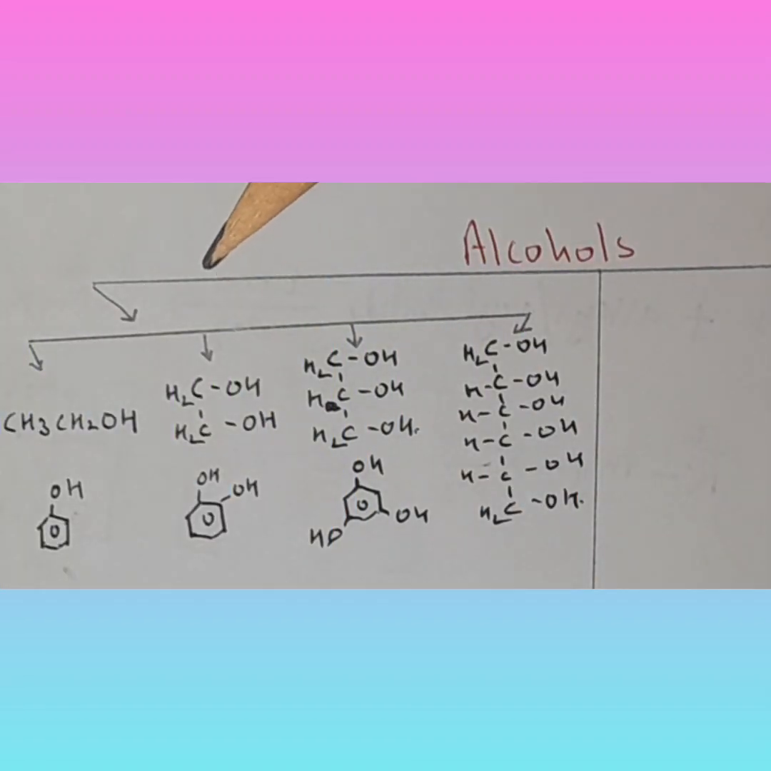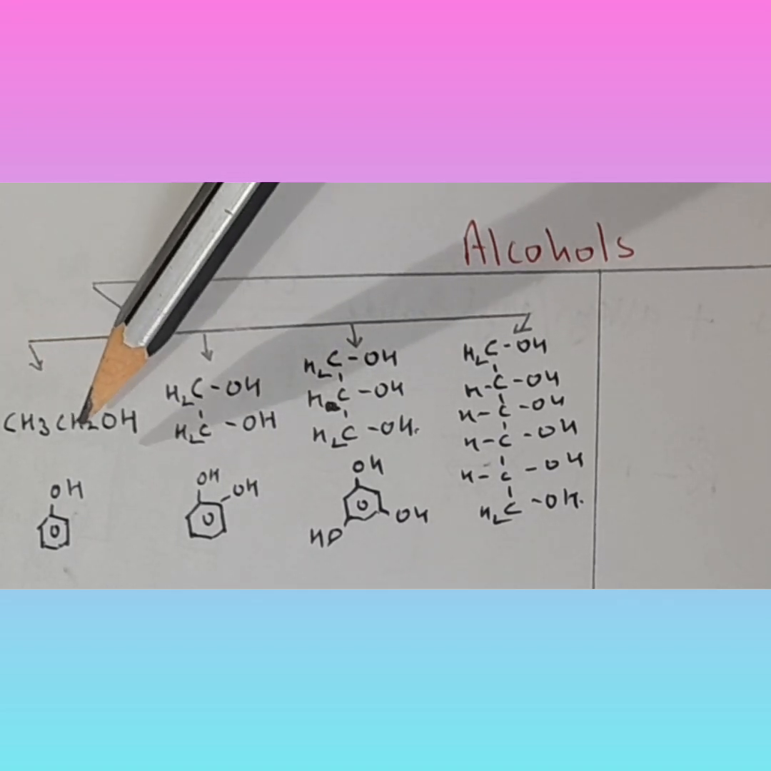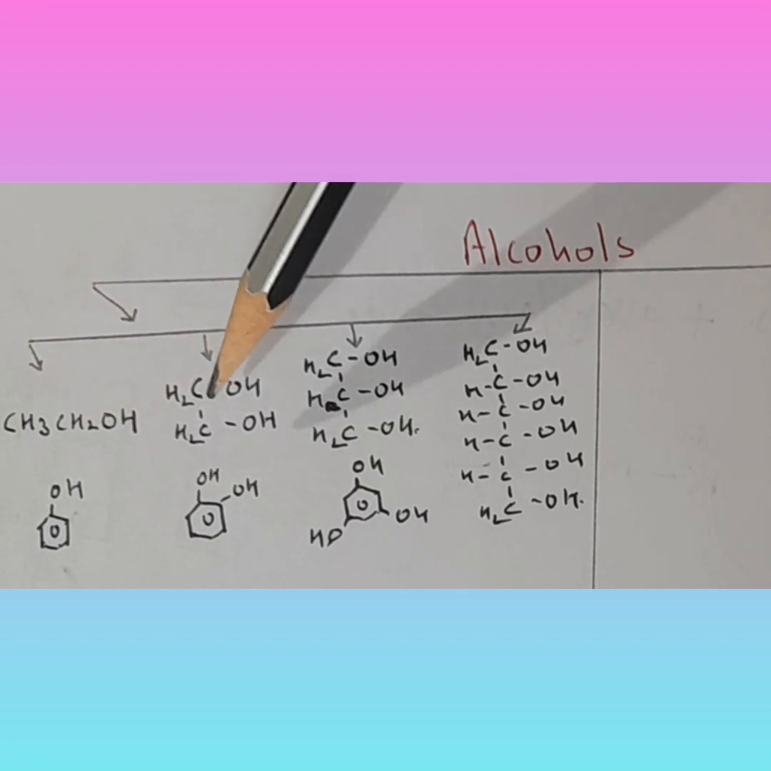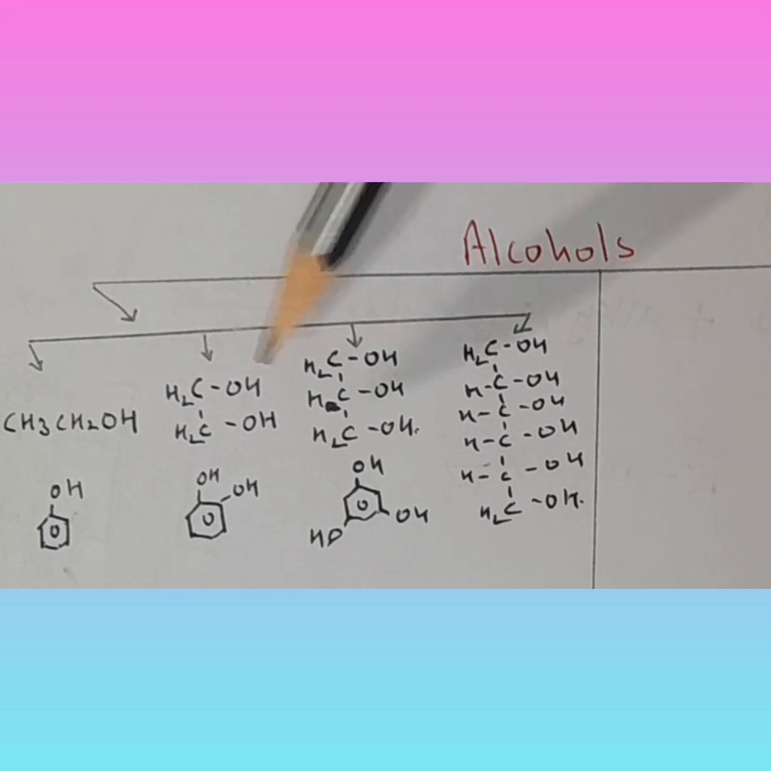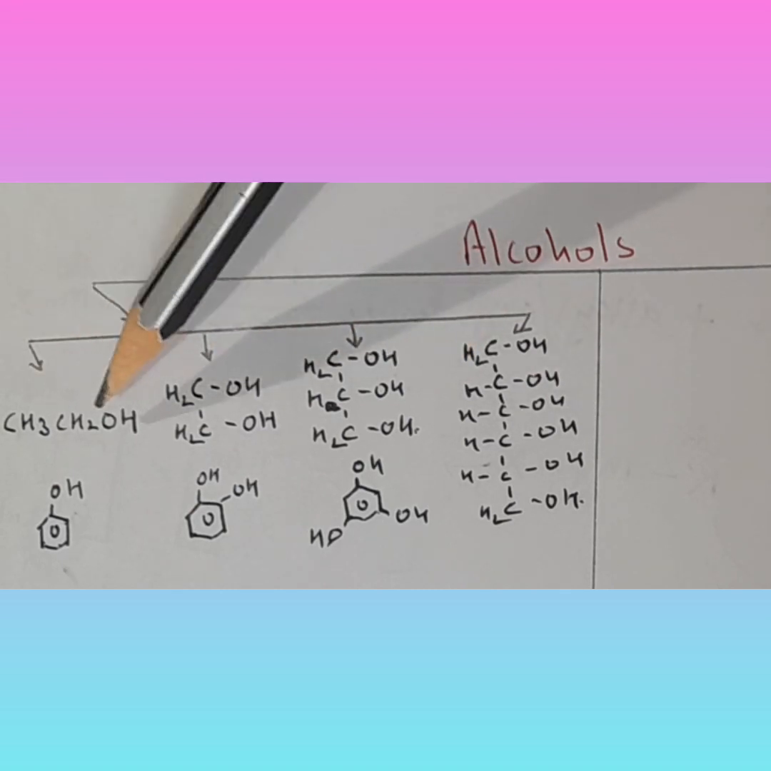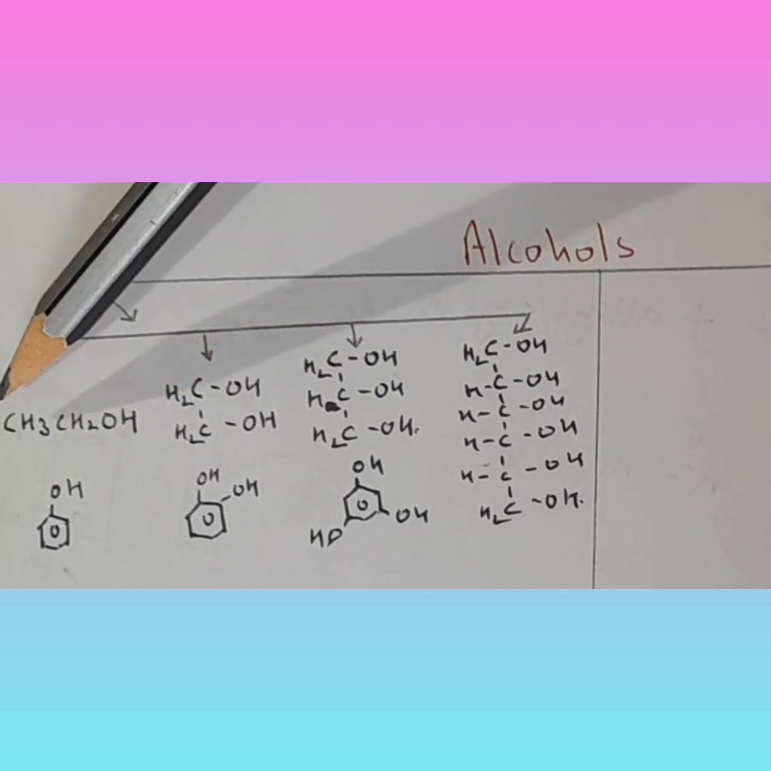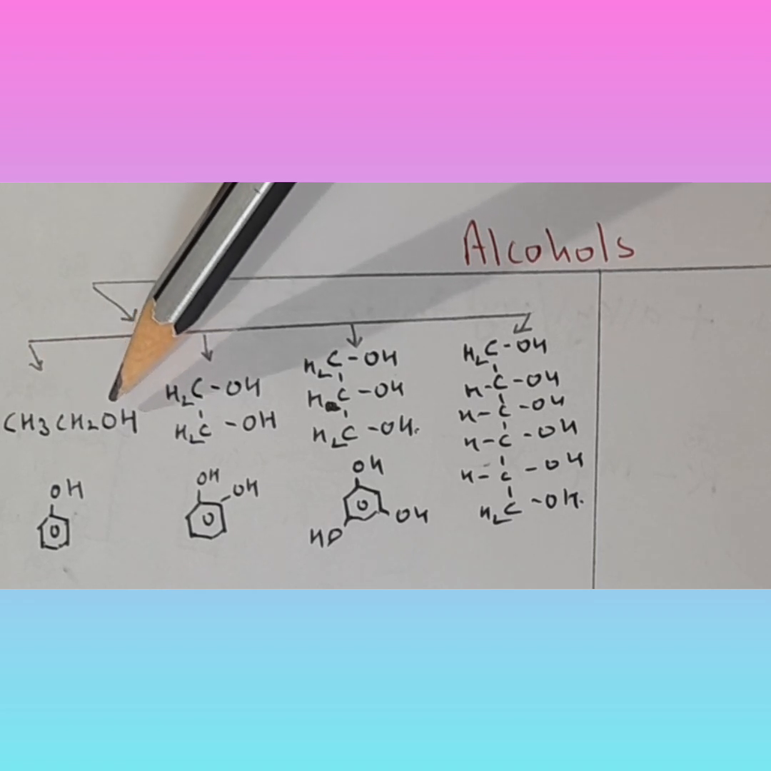Okay guys, let's try and understand the types of alcohol that we come across. First of all, we have monools, diols, triols and polyols. These are the alcohols that we have. Monool, because there's only one OH group present in the entire molecule.